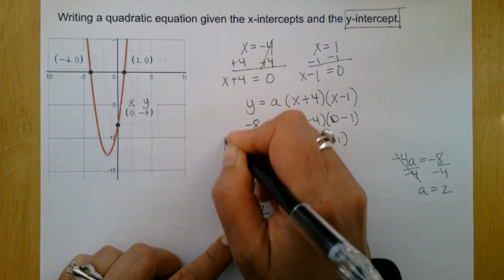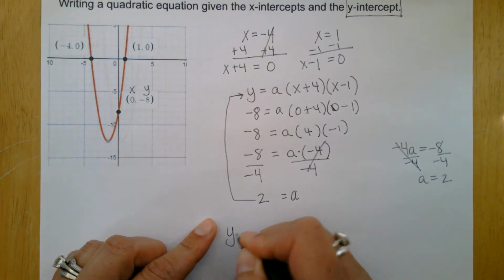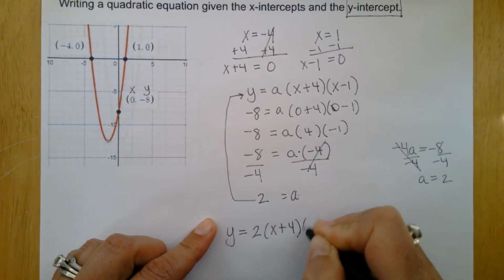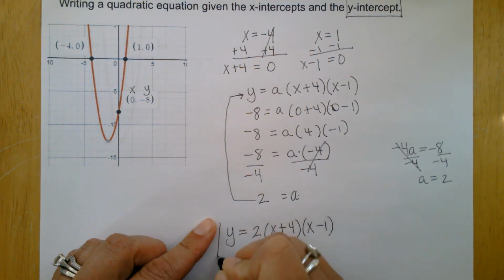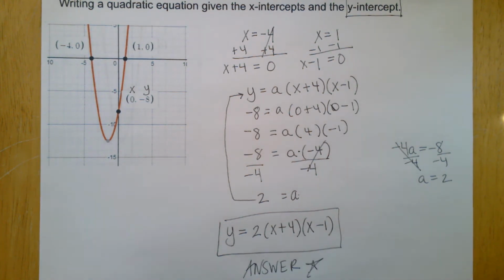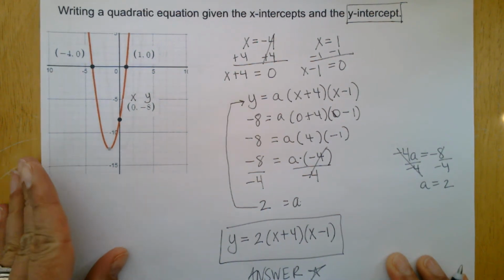So now we have to go back to that step 3 and substitute our a in. So y equals 2, x plus 4, x minus 1. And here is our final answer. And that's with the y-intercept. Okay, let's go to the next one.